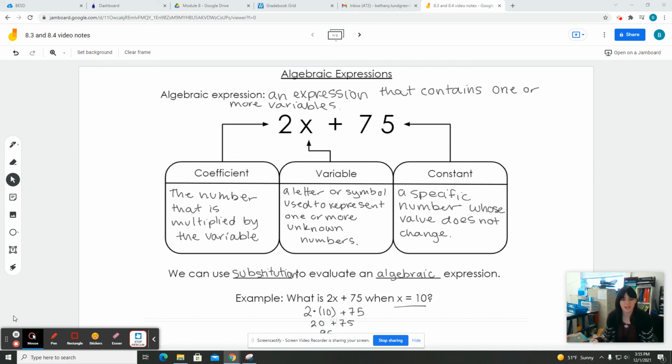Now, a common mistake is that sometimes you might want to do 2 plus 10, because the 2 and the x are right next to each other. Do not do this. No. If you see a 2 and an x next to each other like this, you multiply. Always multiply.